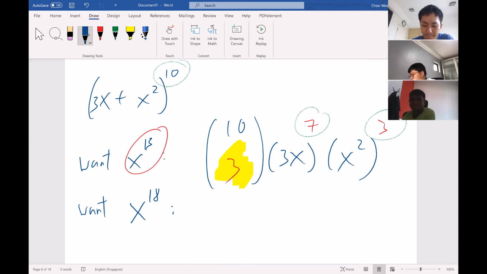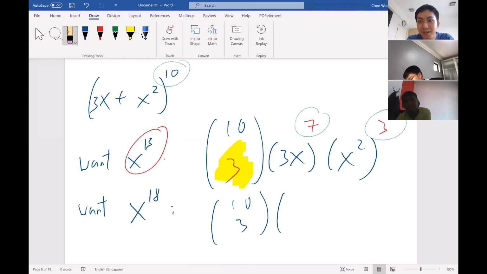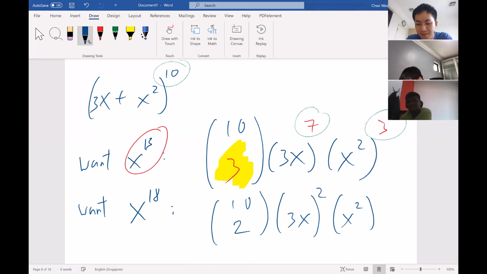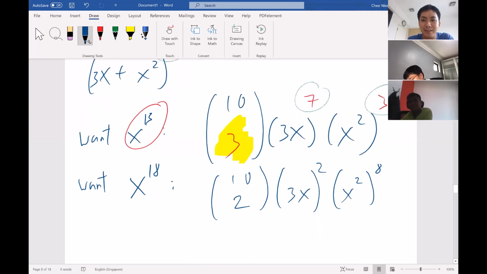Okay. 10 choose 2, sorry, 10 choose 3, right? 2, okay. And then 3x to the power of 2. Okay. And then x to the power of 8. X squared to the power of 8. Yeah, x squared to the power of 8. So net this will give you power 18. Understand now? This can follow is the idea.